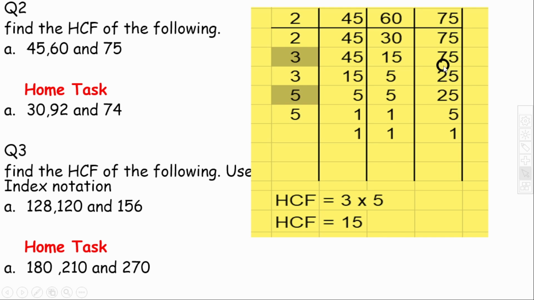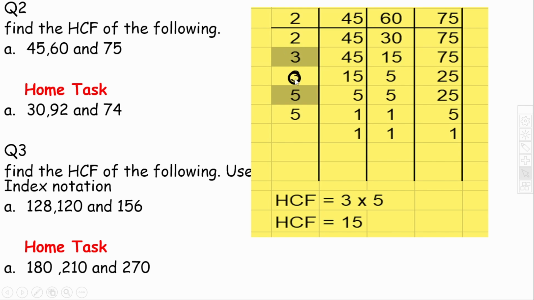3 in 75, let's do that step by step. 3 in 7 is 2. 3 times 2 is what? 6. Remainder 1. We put 1 in front of this 5. It becomes 15. 3 in 15 is 5. So that means we write 5 here. So you can see that this particular 3 divided 45, it divided 15 and divided 75. So we highlight it, because it went through the 3 of them, it is a common factor. So we highlight this or we circle it.